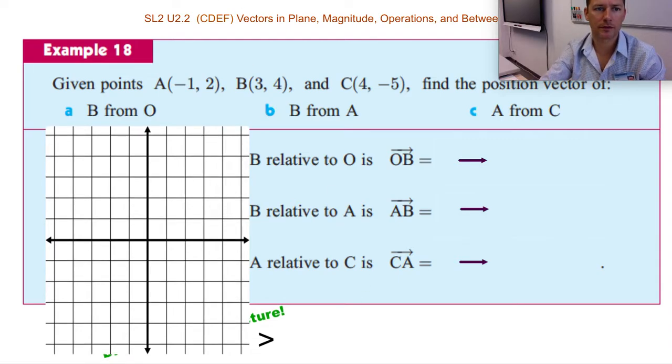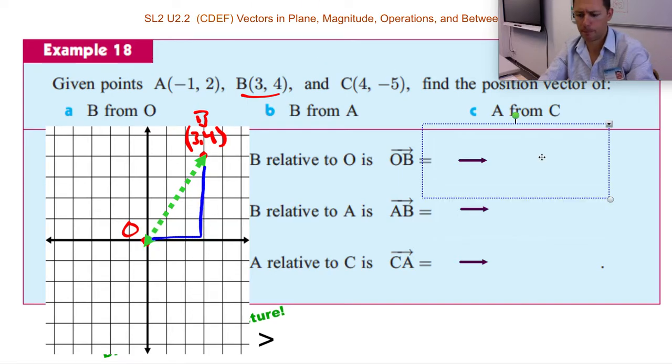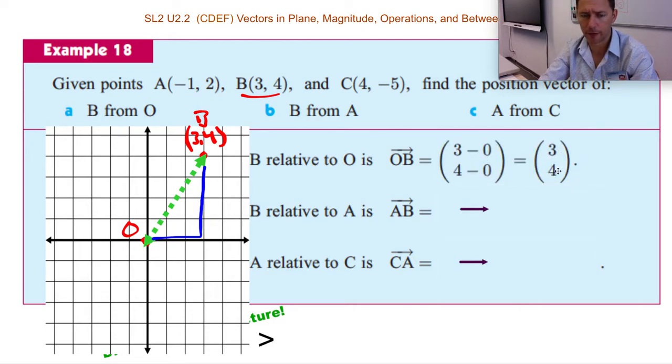So here's O. And here's B: 3 over, 4 up. There's B, right? 3, 4. If they want the position vector of getting to B from O, that's this, from here to here. So how did you get there? You went over 3 and up 4. So the position vector should be 3, 4. They do this subtraction thing because we started at 0, 0, right?